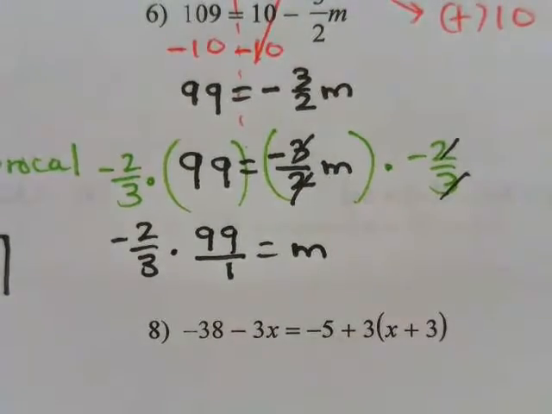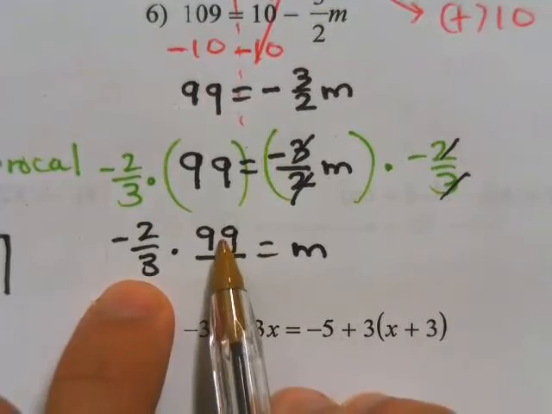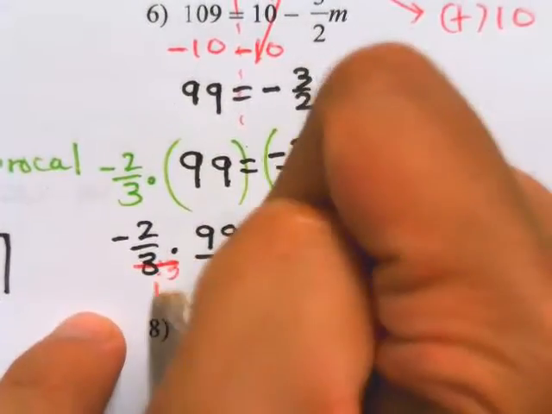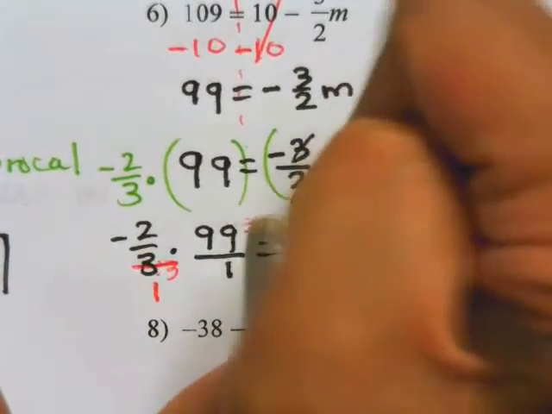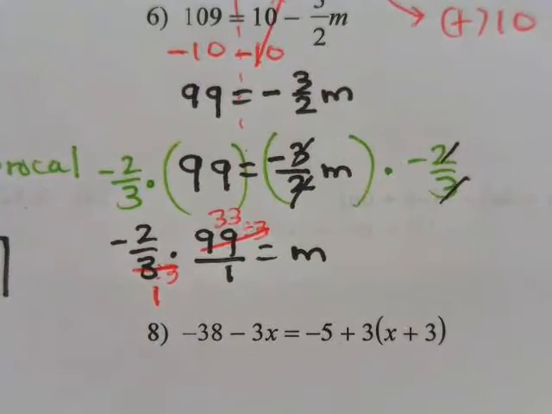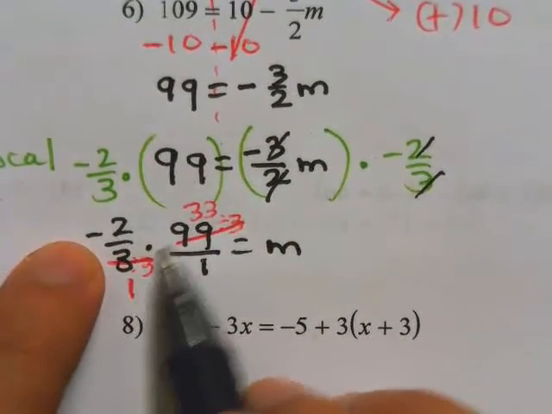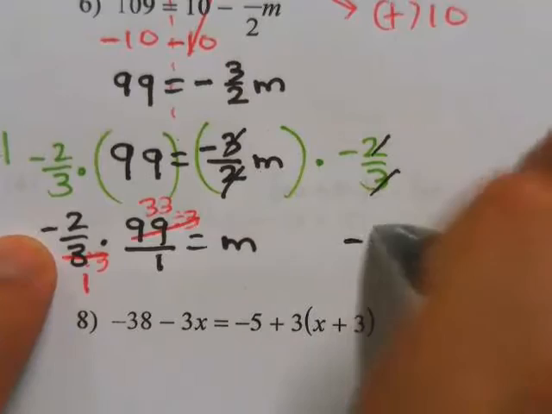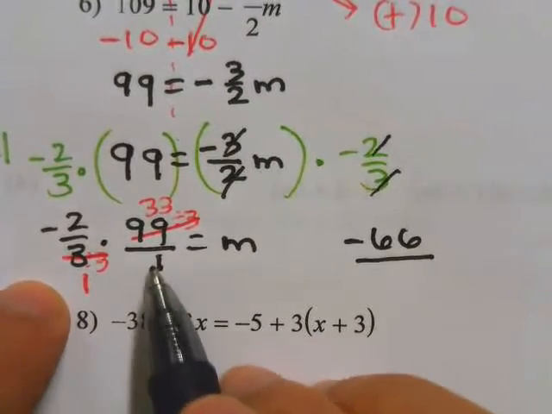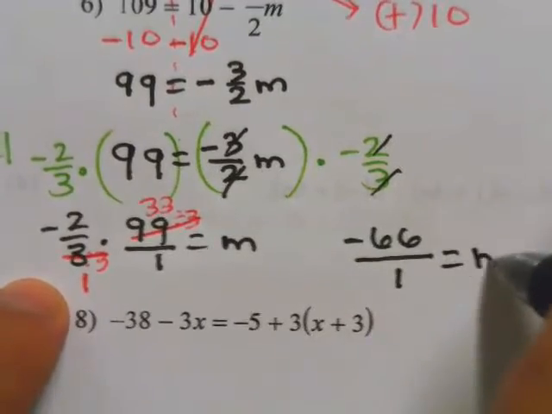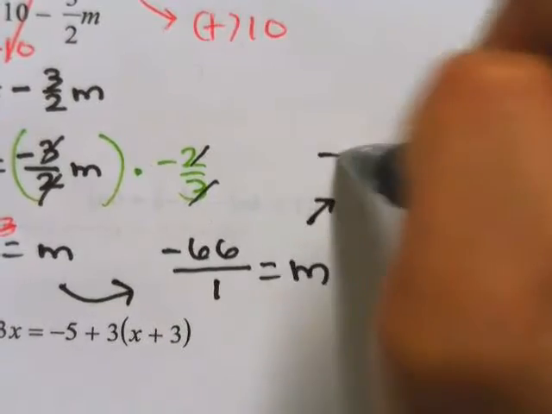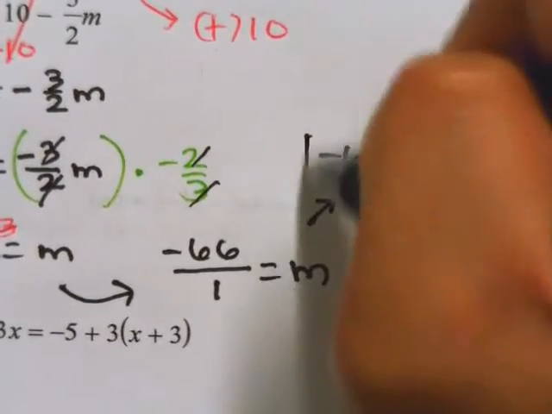We just got to do some fraction work. Okay, I think we can divide 99 and 3 by 3. 3 divided by 3 is going to equal 1. 99 divided by 3 should be 33, I hope. Okay. Now multiply straight across. -2 times 33 is going to be -66. 1 times 1 in the denominator is 1. And then we don't have to write the over 1 anymore. So -66 is equal to m.